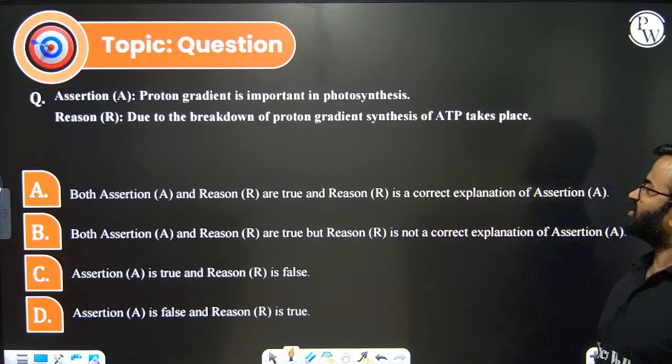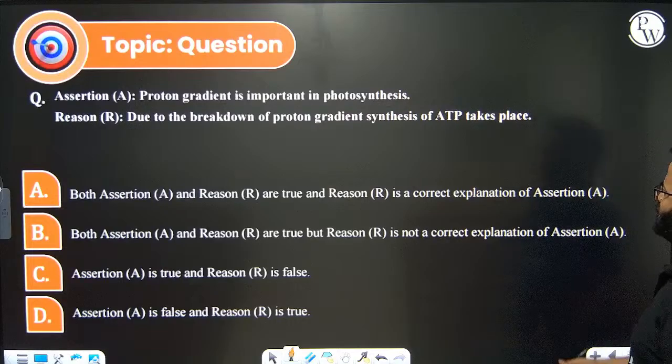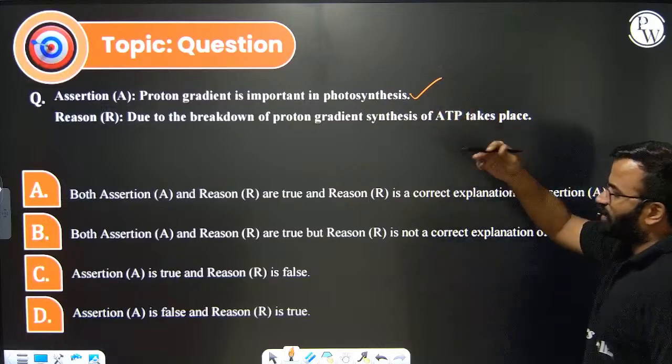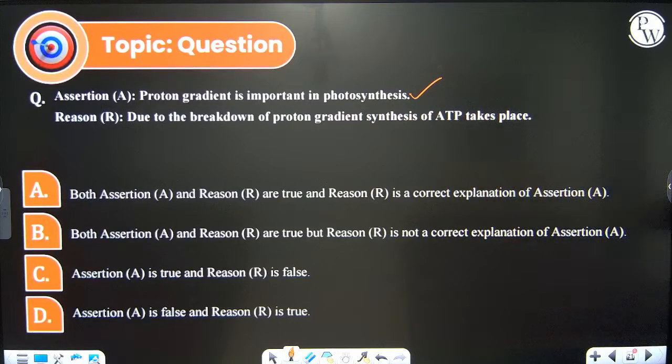Proton gradient is important in photosynthesis, which is true. Without proton gradient, the ATP synthase complex can't rotate. If that won't rotate, ADP and inorganic phosphate can't be combined. So the first one, as a statement, is true.